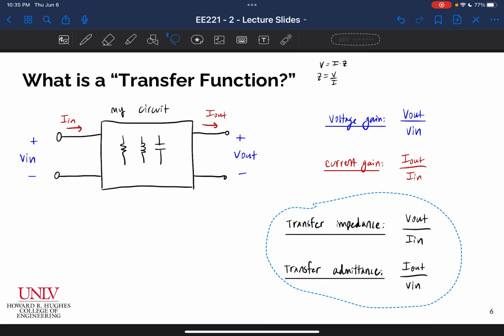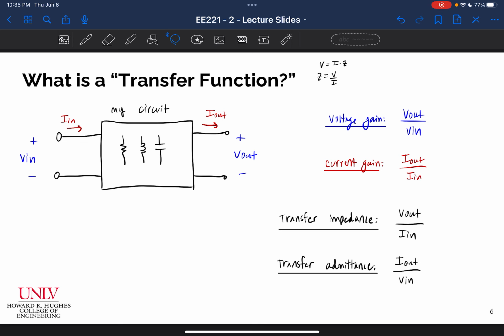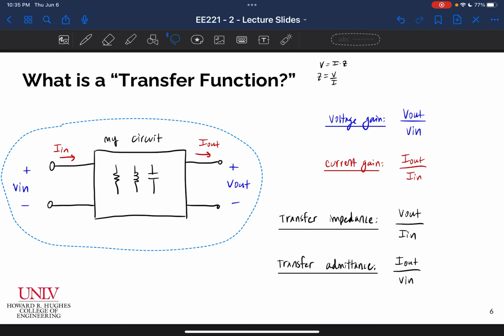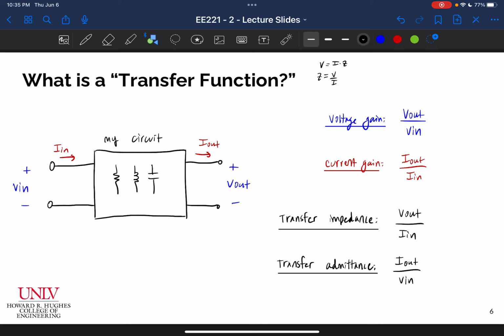We probably hardly ever look at transfer admittance. I've never seen that one talked about too frequently. I have seen transfer impedance talked about quite a bit, so transfer impedance could definitely pop up. And then voltage gain and current gain are a given. Those pop up all over the place. In power electronics, in analog circuits, all kinds of circuits are going to look at these two types of transfer functions. Okay, but these are the four main types of transfer functions.